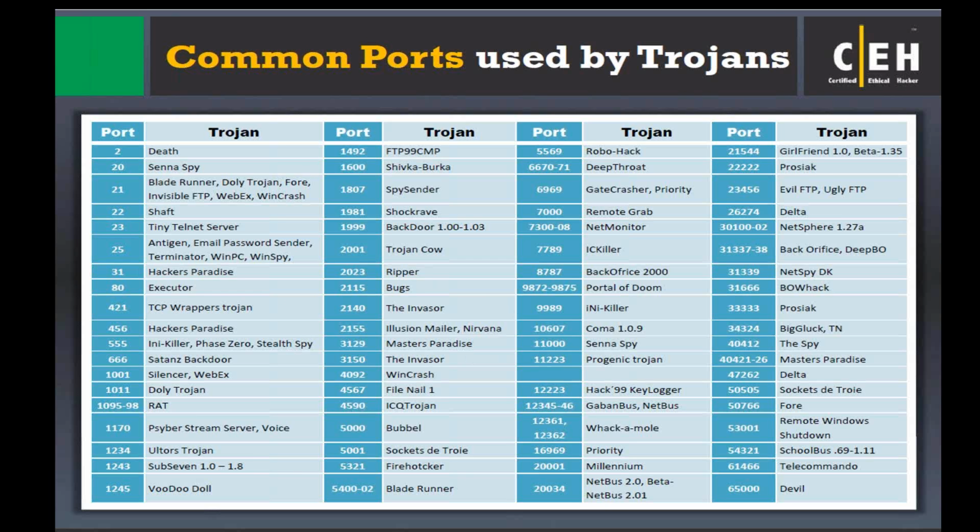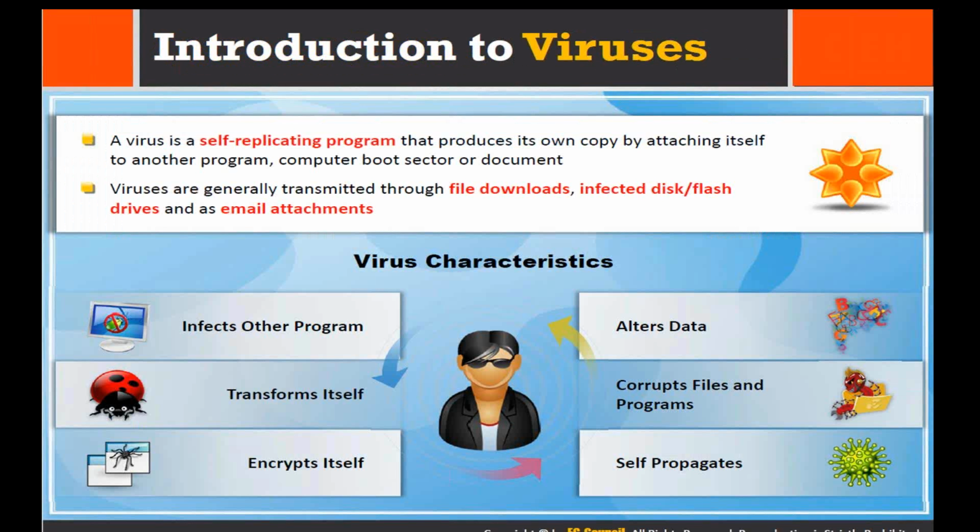What is a virus? A virus is a self-replicating program that produces its own copy by attaching itself to another program. It could be a computer boot sector, could be a document. Usually you get infections from other programs, from USBs, from file downloads. Most of the viruses do encrypt themselves. Again, later I'm going to show you how you can fight against a virus in a demo as well.